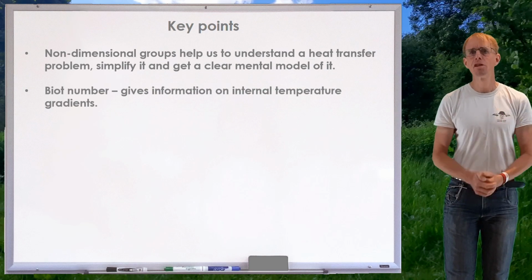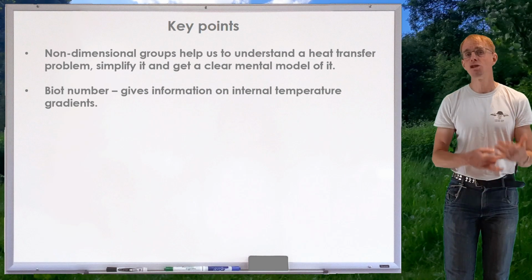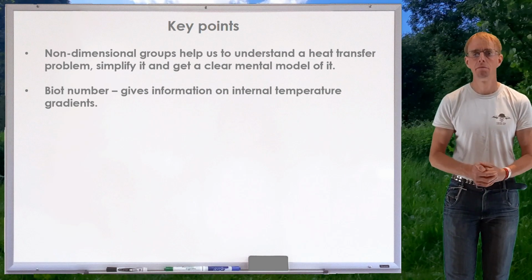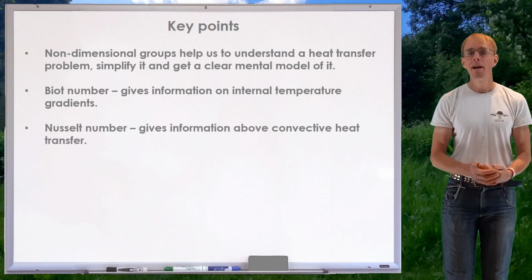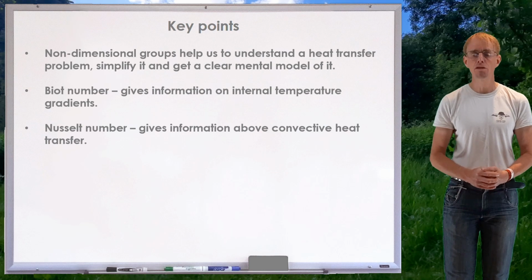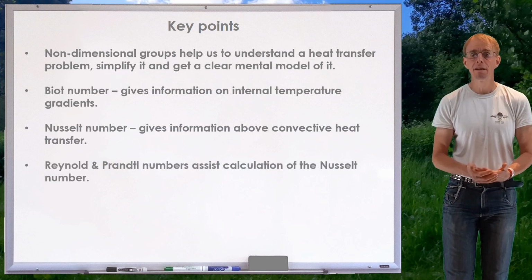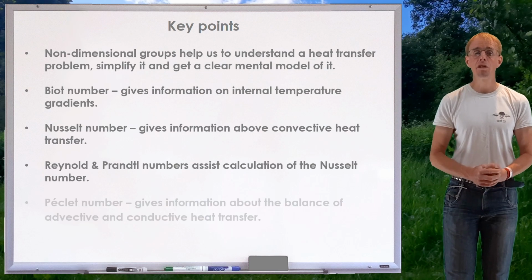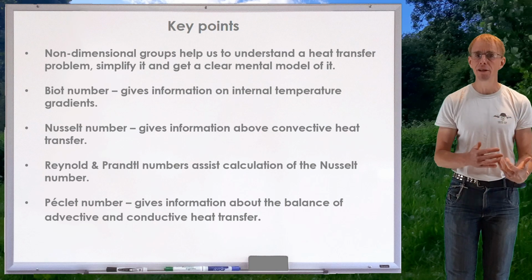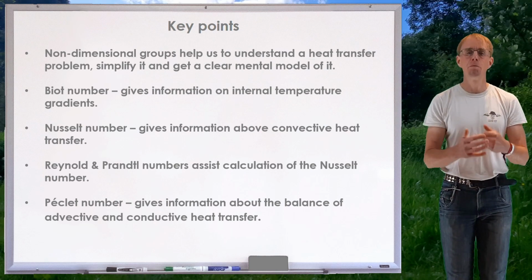So the key non-dimensional groups we looked at as related to heat transfer are the Biot number. It gives information on whether our problem has internal temperature gradients in more than one dimension. We looked at the Nusselt number, and this gives us quantitative information about the magnitude of convective heat transfer coefficients. Nusselt number correlations involve the Reynolds and Prandtl numbers. We also concluded by looking at the Peclet number, which gives us information about the balance of advective heat transfer to conductive heat transfer, and yet again can be used for problem simplification.